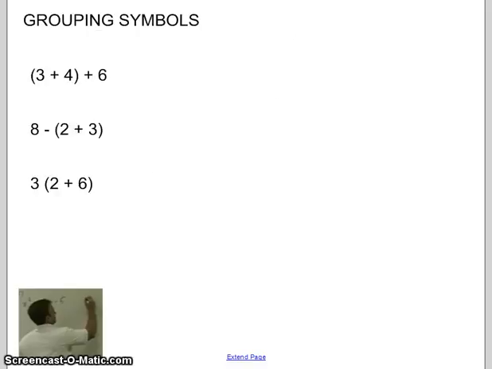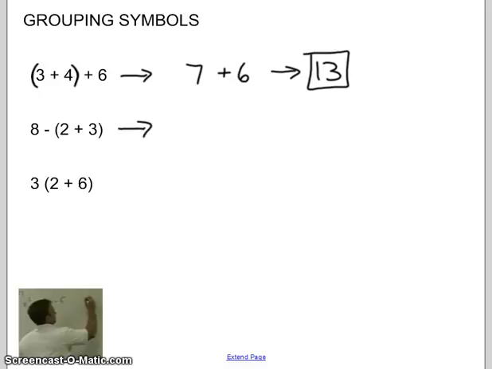Grouping symbols. Grouping symbols tell us what to do first. In our first example, we have 3 plus 4 plus 6, but the grouping symbols tell us to do 3 plus 4 first. If there were no grouping symbols, we'd probably do that anyways, but it tells us to do 3 plus 4, which is 7, and then add 6 to it, which you get 13. The next one, 8 minus 2 plus 3, we have to do 2 plus 3 first, which is 5. So we're going to do 8 minus 5, which is 3.